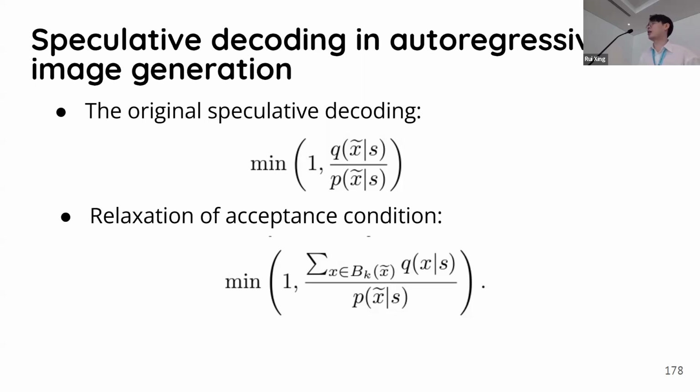So B_K represents the bank of the neighbors of the predicted visual token x in the latent space. From this formula, we can imagine that the acceptance rate could be largely improved.